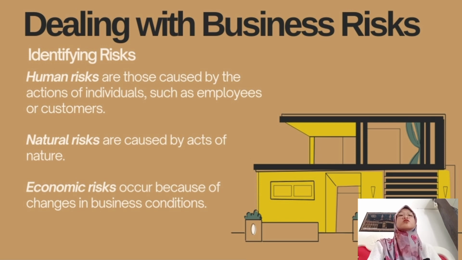Human risks are those caused by the action of individuals such as employees or customers. Examples are shoplifting, employee theft, robbery, credit card fraud, and bounced check. So, ang natural risk naman are caused by acts of nature. Examples are storm, fires, flood, and earthquakes. So, the occurrence of any of these could bring about tremendous loss to your business. So, ang economic risk naman occurs because of changes in business conditions.